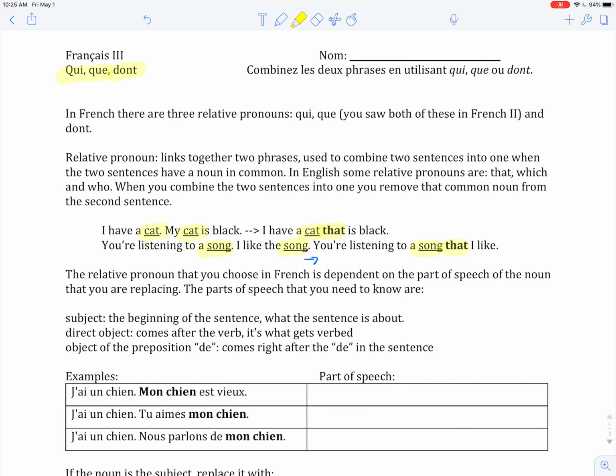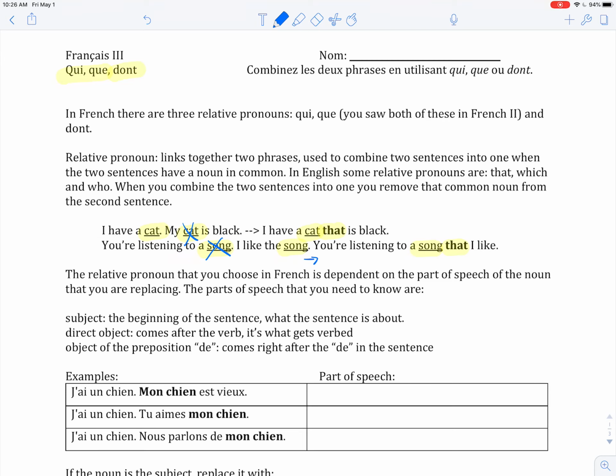When you're going to choose in French which relative pronoun to use, it's going to be dependent on the part of speech of the noun that you're replacing. We did the same thing in English, but you've probably not noticed, it was the second noun that went away. So in French, we have to look at, in that second sentence, the noun that we're replacing, what part of speech is it? Is it the subject? Is it the direct object? Or is it the object of the preposition de?